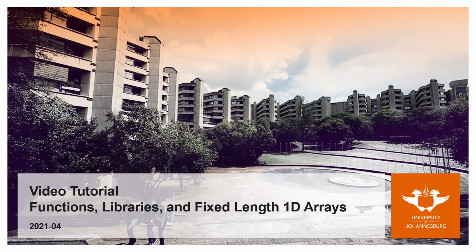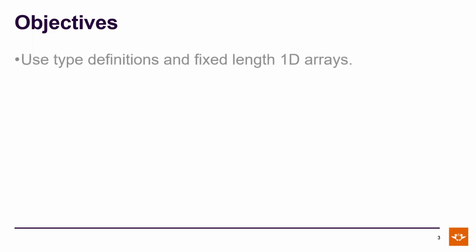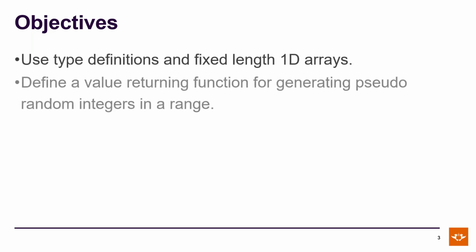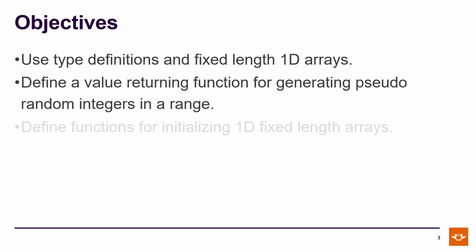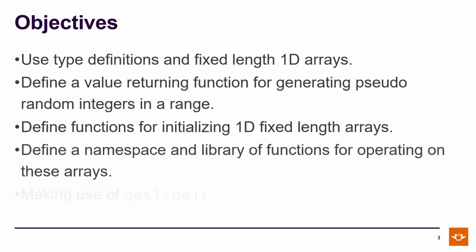This video discusses the use of libraries of functions along with one-dimensional fixed-length arrays. Discuss the use of type definitions along with one-dimensional arrays. We will define a value returning function for generating random numbers within a specified range, along with functions for initializing one-dimensional arrays, all within a library and a namespace. Finally, we will make use of the getLine function for input.